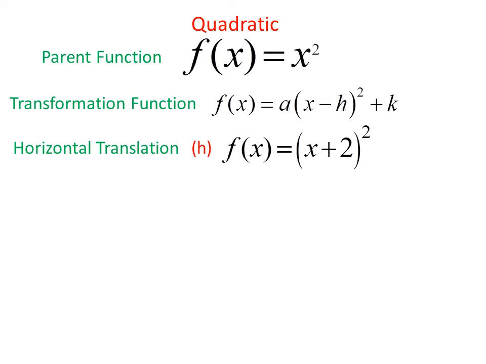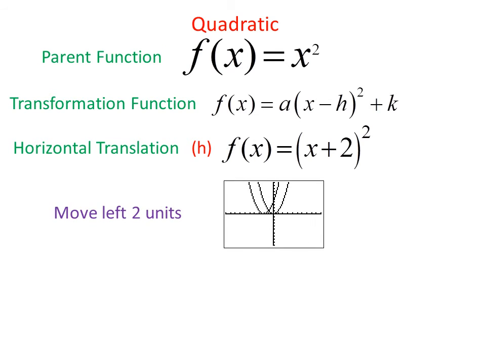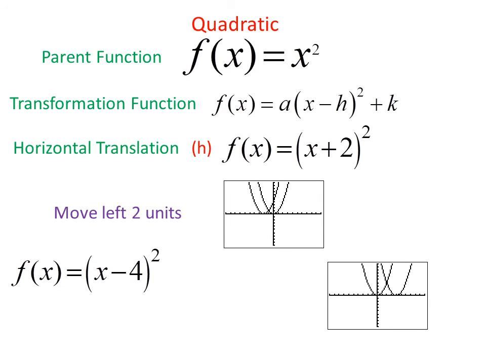Right, so your horizontal translation could look like (x plus 2) squared, right? That would be a horizontal translation, moving it 2 units to the left. And you can see here now if we've got a minus in there, we've got another horizontal translation moving 4 units to the right.